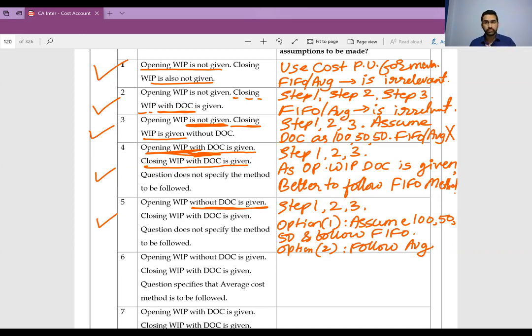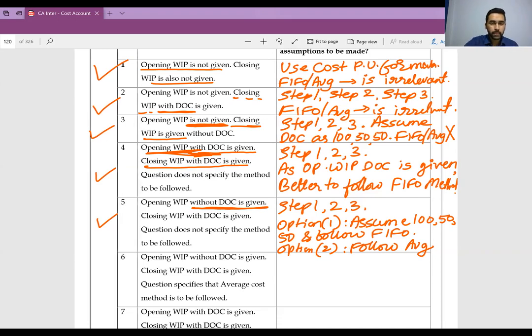You must give a note, because if there are 10 students, 9 students may follow one, you may follow the other, or 5 may follow FIFO, 5 may follow average. Correct? When question is not clear, you are free to assume. But whatever you assume, make a disclosure. Give it as a note.